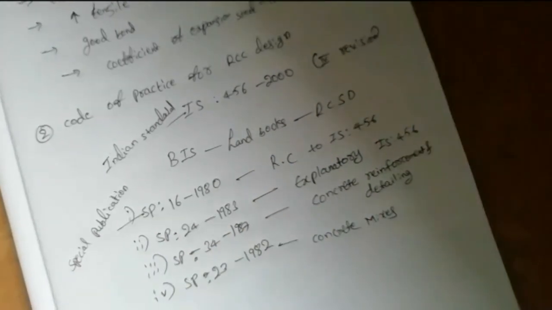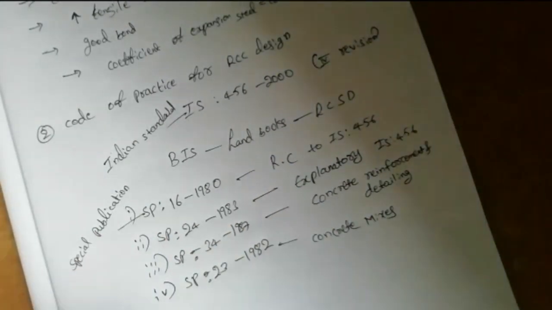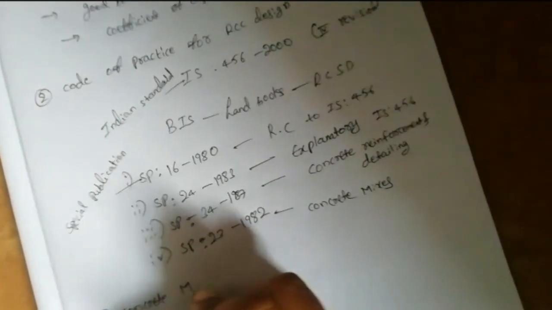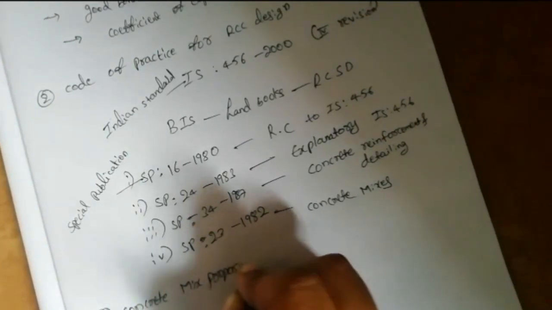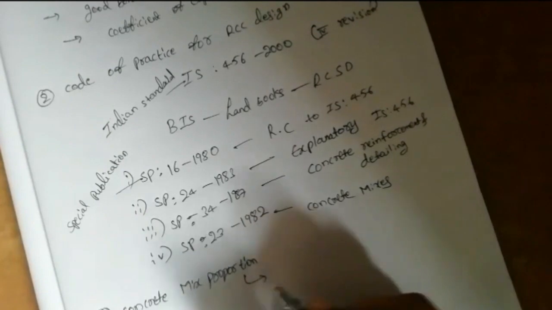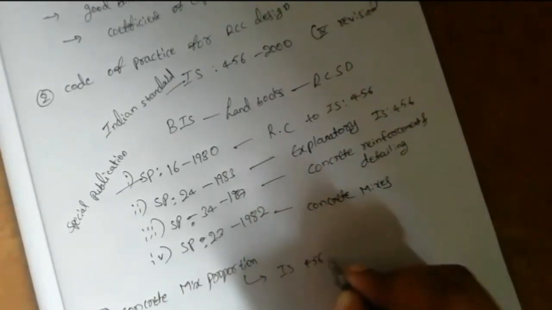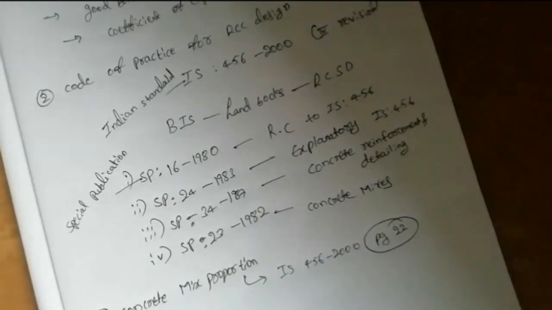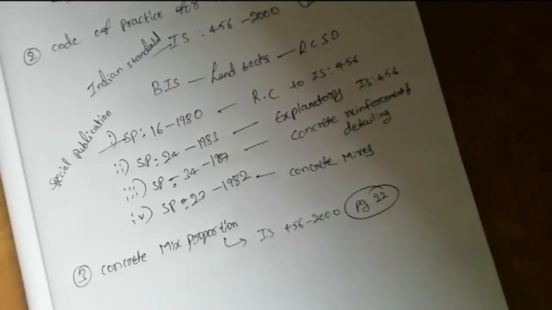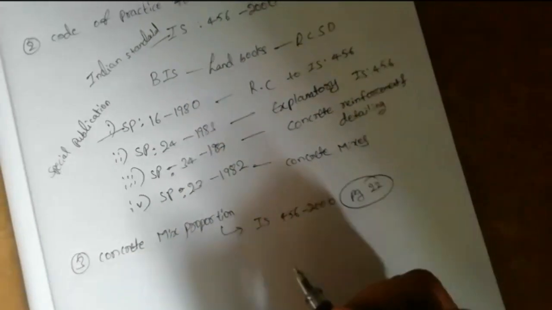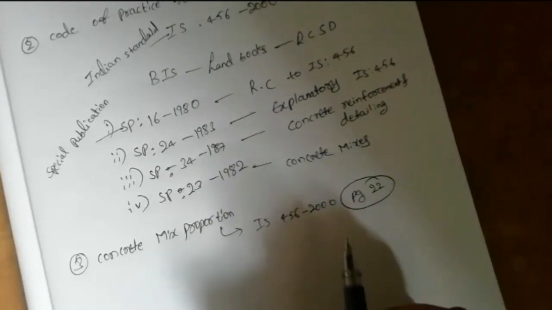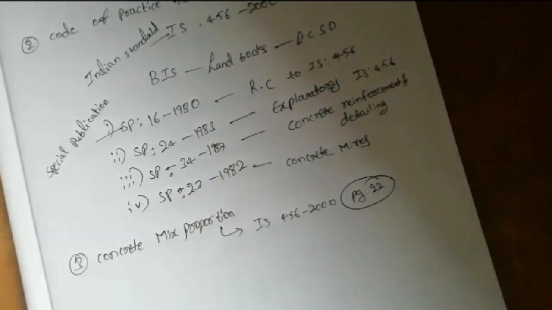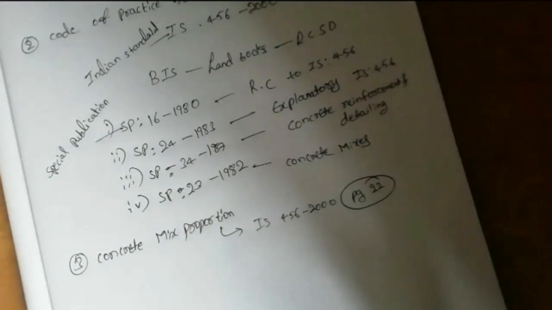Now we go to the third topic, concrete mix proportions. This topic is available in IS code 456-2000, page number 22. Don't copy the content as it is from the code book because it is not considered for valuation of your answer sheet. The better way is to understand the topic and write it in your own words. The tables and other charts you can copy as they are, and they are considered for valuation.